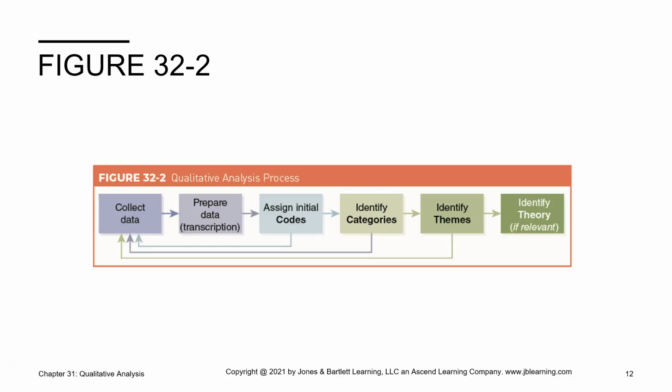So you may start with collecting data, then you prepare the data, say if it's transcribing interviews, then you create codes for the data, and then you may go back and collect more data. But then you may go on to identify categories, and then you may go back and collect more data, and then you may identify themes, and then you may go back and collect more data. And so it all just depends on the study. But most of all, it follows this flow with a few different arrow backs in it.